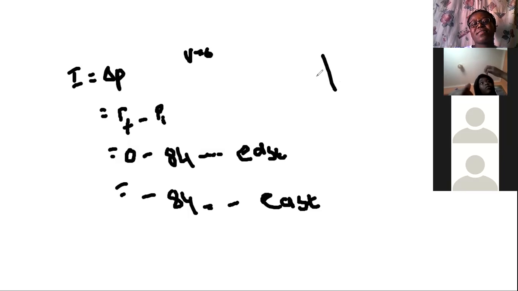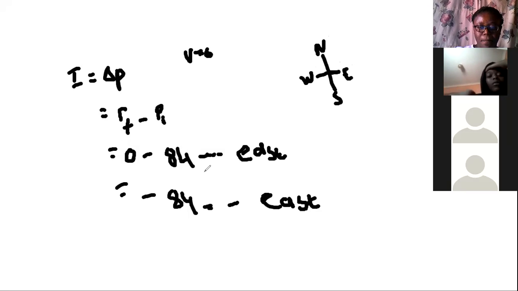But what does this tell us? If you go to a Cartesian plane and you are saying, okay, this is east and this is west, this is south. Okay, so it's saying that it's going with a negative momentum on that direction.